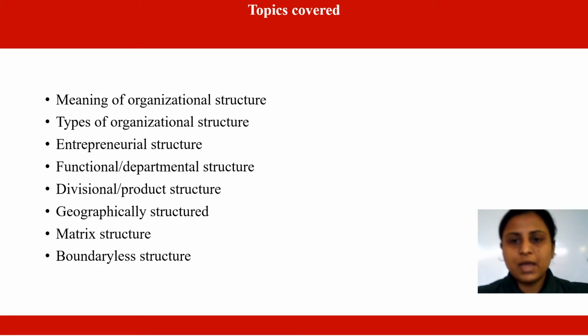Let's have a look at the topic that we are going to cover. Meaning of organizational structure, types of organizational structure, and then we'll be covering different types of organizational structure like entrepreneurial structure, functional structure, divisional structure, geographically structured organization, matrix structure, and finally boundaryless structure of organization.